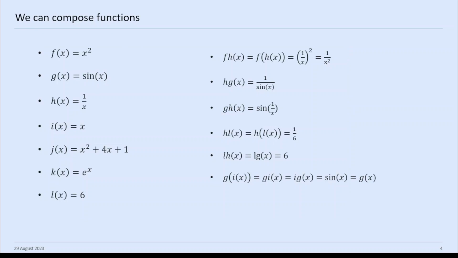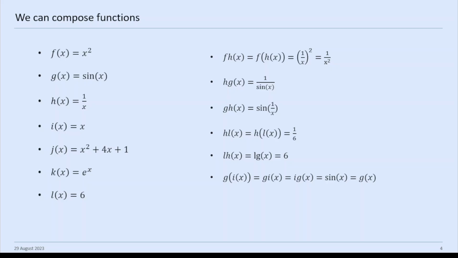Now let's look at composing functions. So f(h) of x is f applied to h of x. So h of x is 1 over x, and f applied to h of x is 1 over x squared. h of g of x: we start with g of x, which is sine, and then h is 1 over, so it's 1 over sine x.